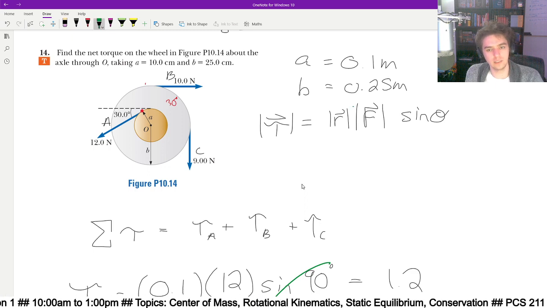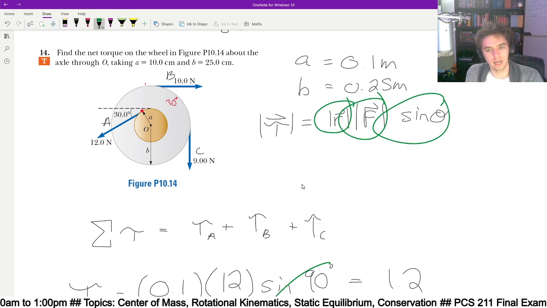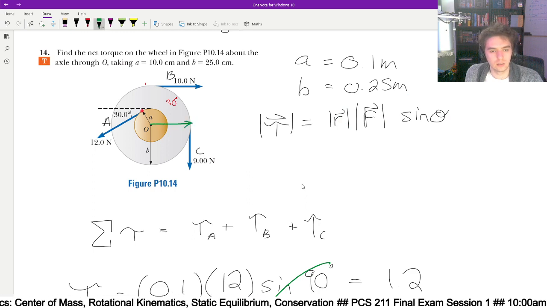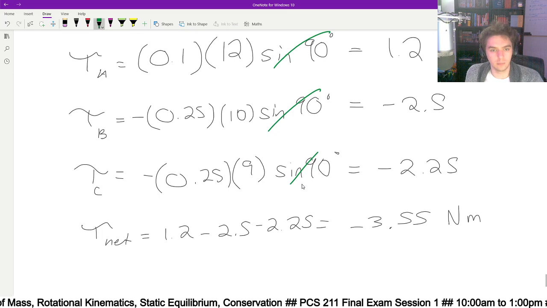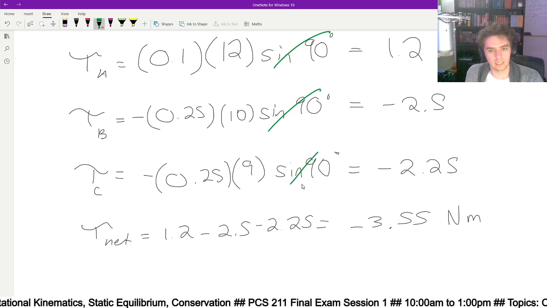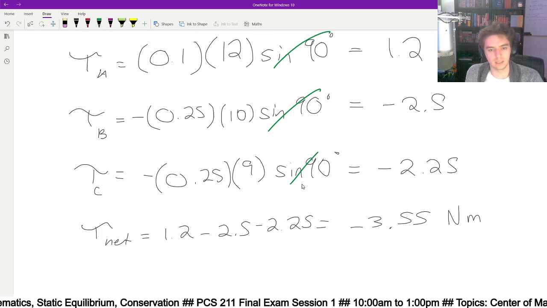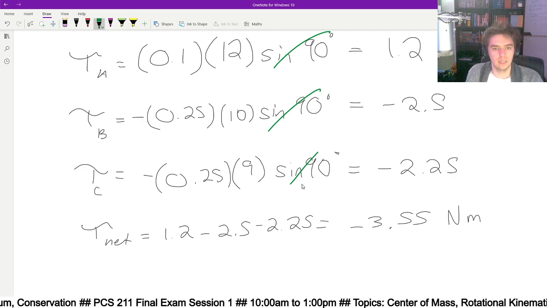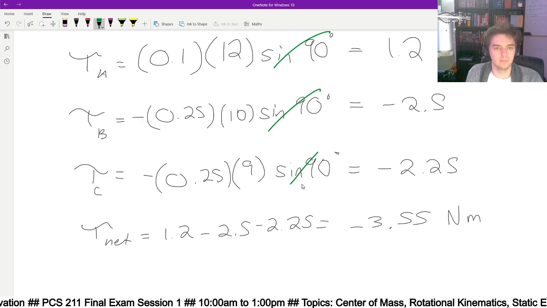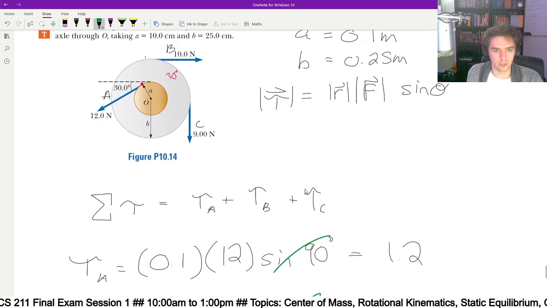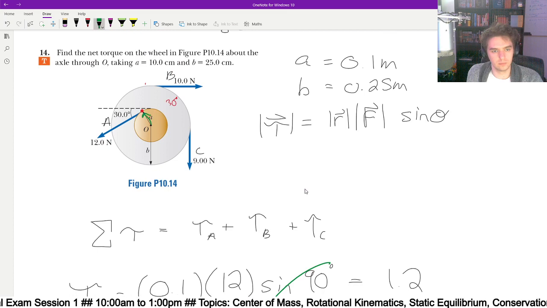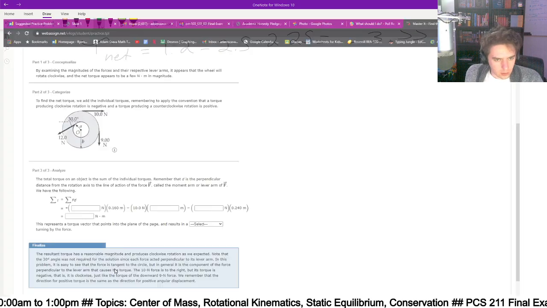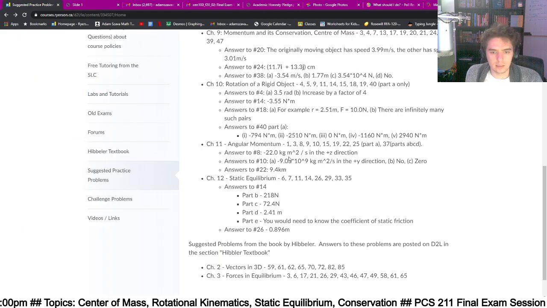So it's the distance from the axle, then force, then sine of the angle between those two things. B and C are both 0.25 away, right? Yeah. One is 10 newtons, one's 9 newtons. They're both at a 90-degree angle with the direction. And the other one was 0.1, because it's 0.1 from the smaller circle. And 12, and then sine of 90.